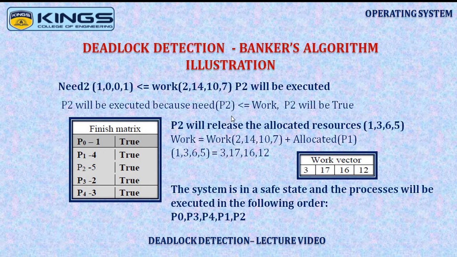P2 is also releasing its resources. It was holding 1, 3, 6 and 5 instances. So 1, 3, 6, 5 plus the work vector entry 2, 14, 10 and 7 is nothing but 3, 17, 16 and 12. So the work vector entry finally is 3, 17, 16 and 12.